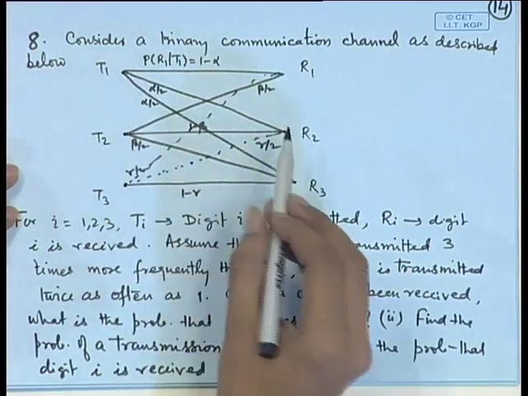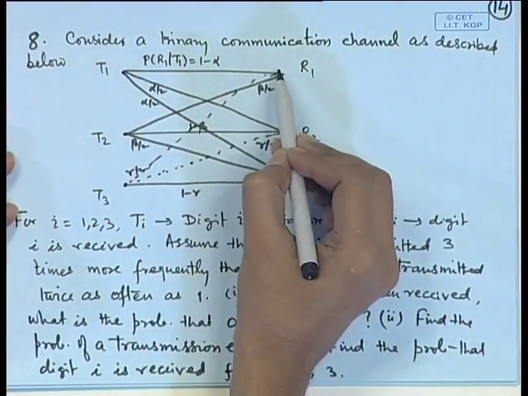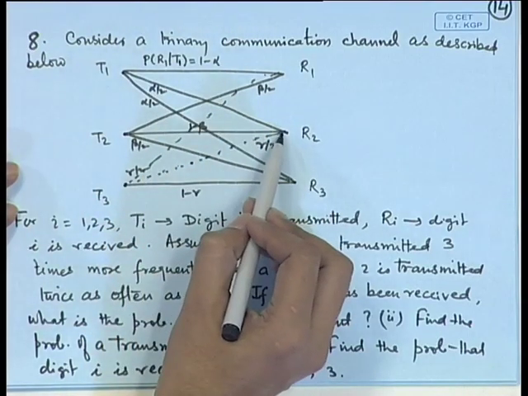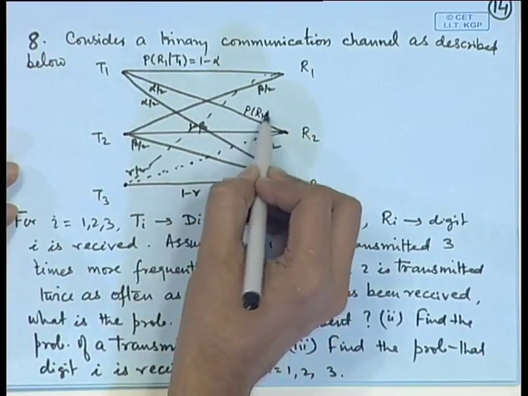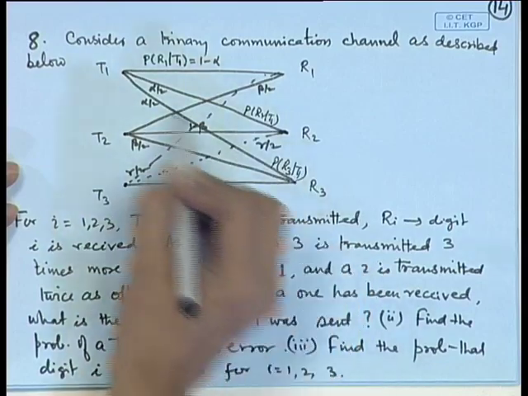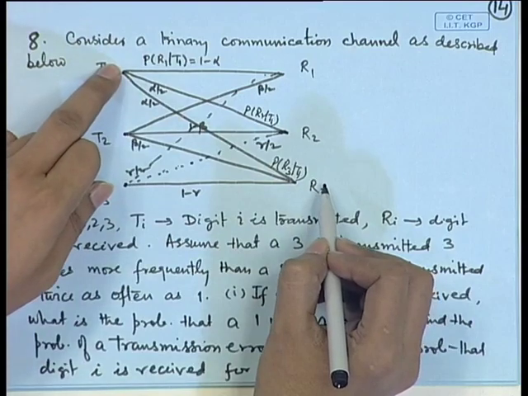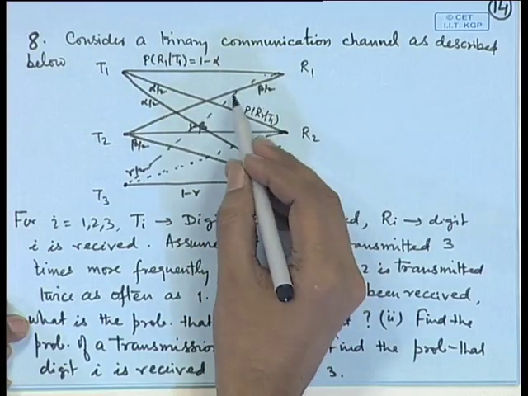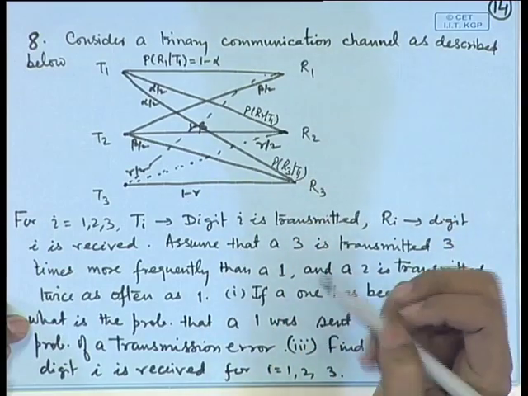Now, digits 1, 2, 3 are transmitted, however, due to noise in the channel they may not be received as the same. The probability that a 1 is received given that it was sent is 1 minus alpha, whereas the probability that it is received as 2, that is probability of R 2 given T 1, is alpha by 2. The probability of R 3 given T 1 is also alpha by 2. That means, with probability 1 minus alpha it is correctly sent, and with probability alpha by 2 each it is received as some wrong number. It is due to the noise in the channel.